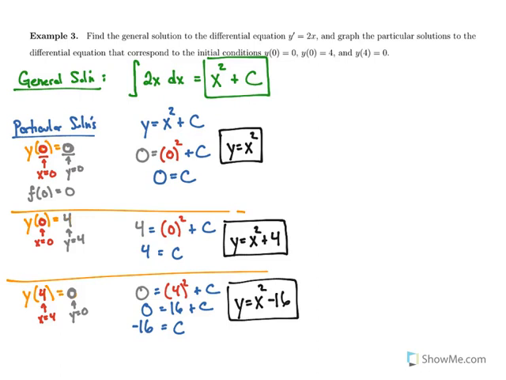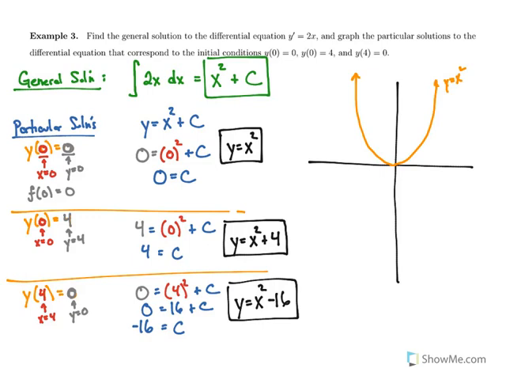And what I ask in this question is let's also graph these particular solutions, see what these solutions are going to look like. So the graph of y equals x squared, we're just going to do a little parabola here. The next one is y equals x squared plus 4. So we'll say that's moving up 4 units. And the third one's going to be x squared minus 16. That's moving down 16 units.